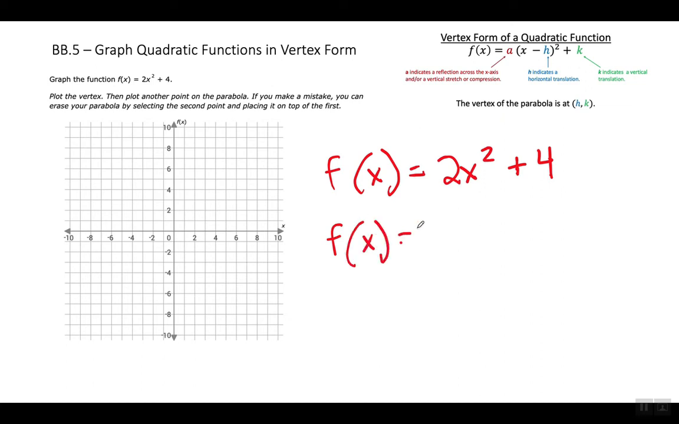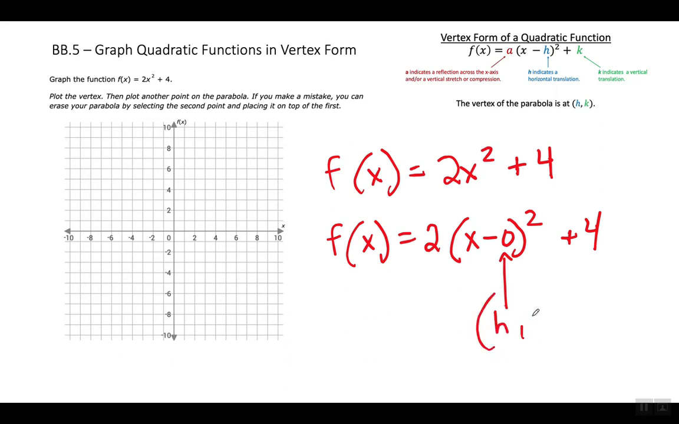Yo lo voy a escribir de esta forma para poder analizarlo, pero deben aprender cómo mirarlo y poder identificar dónde está el vertex simplemente de mirar esta función. Okay, so if I expand it, it's going to look like this. Okay, así que si lo escribo en esta forma, esto es lo que tenemos. H is 0 and K is positive 4. So that means that the vertex is located at 0, 4.